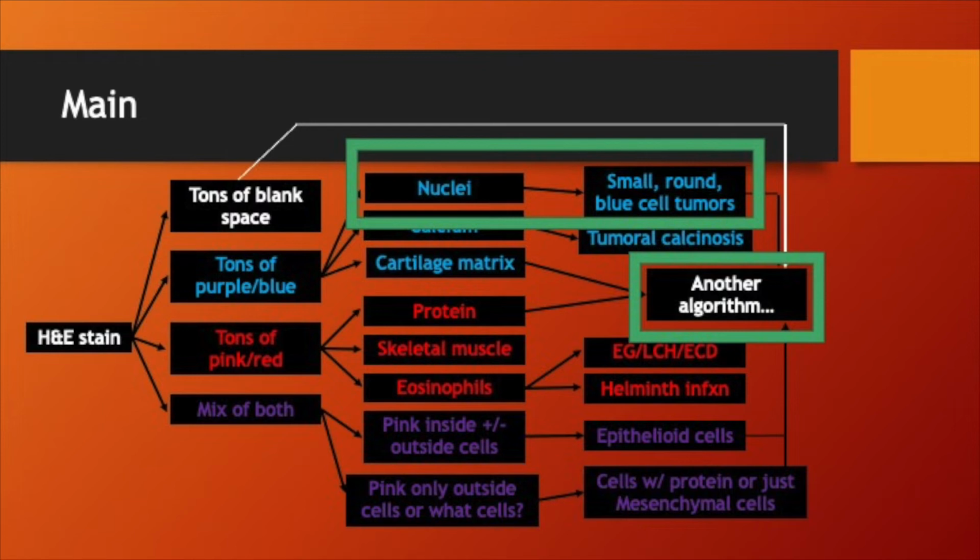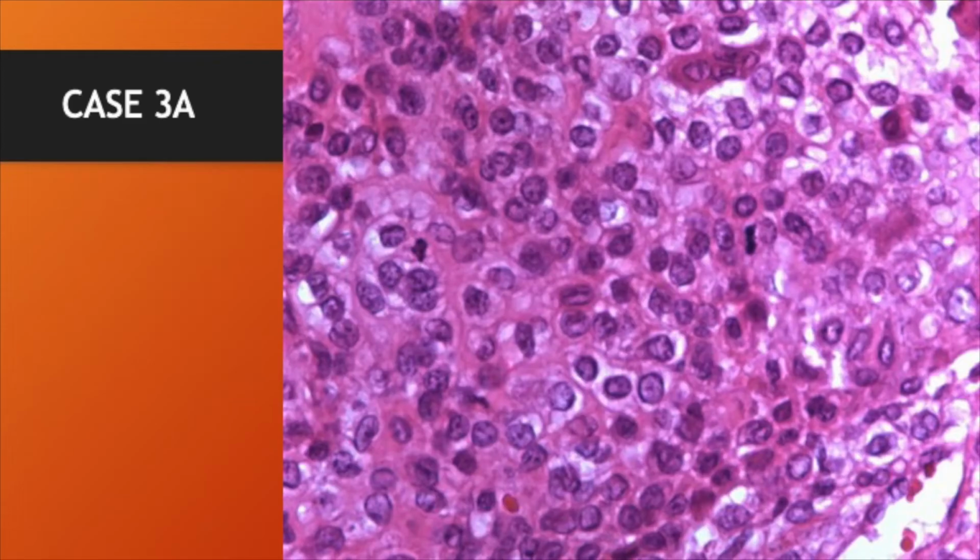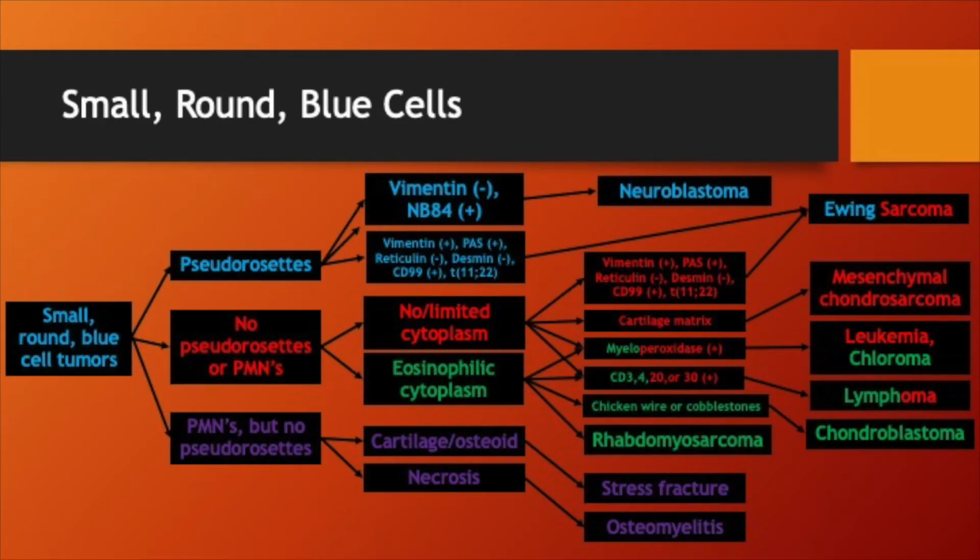And again, the same thing that we asked in our previous case: is this cartilage matrix, is this calcific debris, or are these nuclei that are accounting for the purple and blue? Pretty obvious here, it's nuclei that are accounting for the purple and blue that we see. There's not obvious cartilage matrix. There's not obvious calcium debris. So let's go down the nuclei and small round blue cell tumor algorithm.